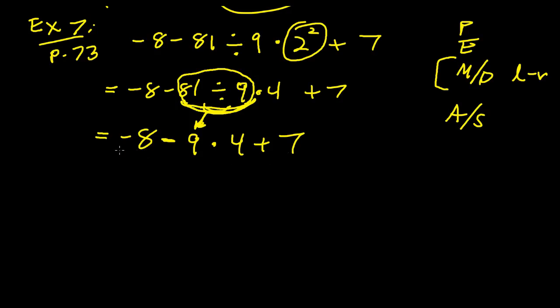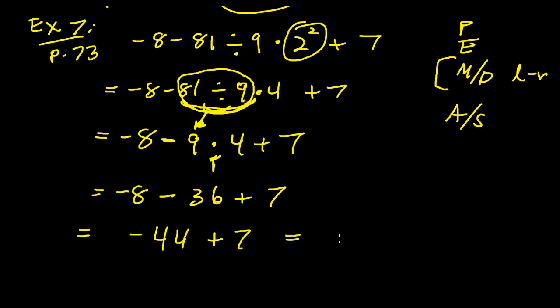Now I've got subtraction, multiplication, addition. Of course, the multiplication comes first before all the additions and subtractions. 9 times 4 is 36. Don't forget about that negative sign in front. Minus 8 minus 36 is minus 44. And minus 44 plus 7 then is minus 37, final answer.